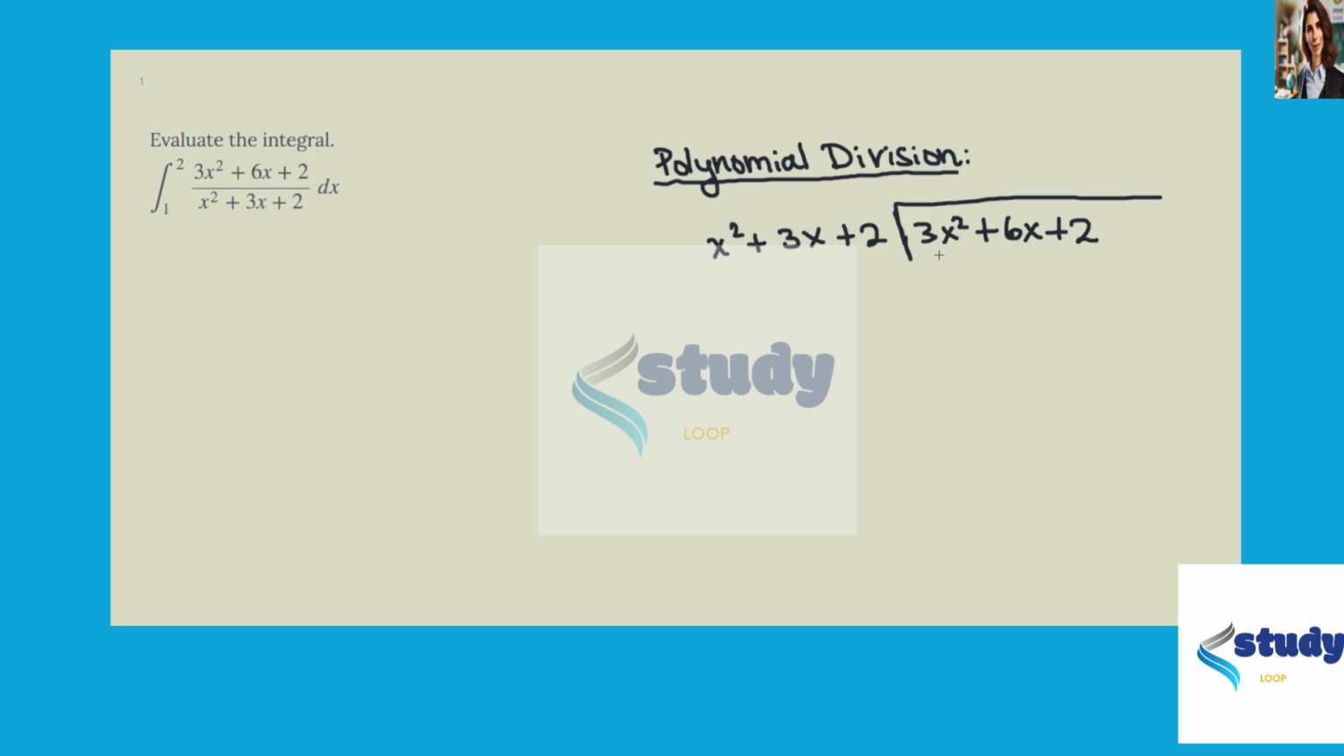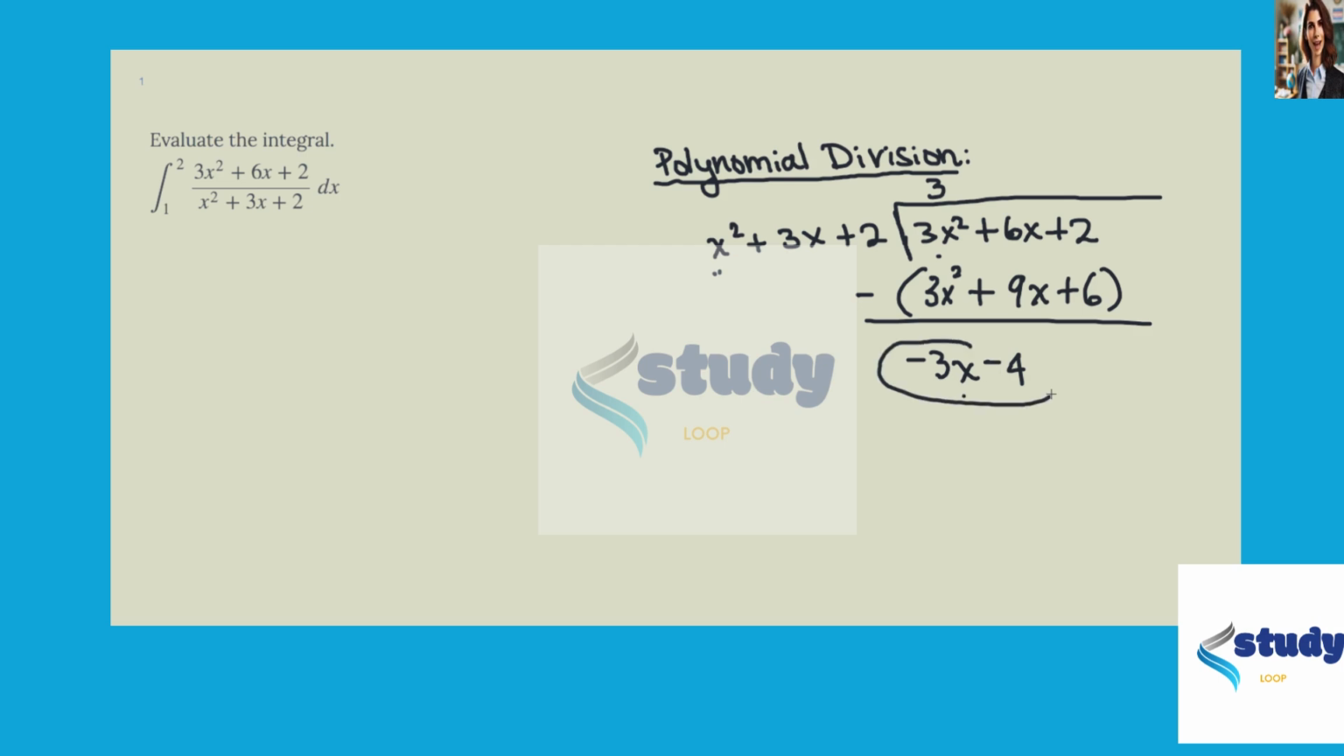So 3x squared divided by x squared is 3. Let's go ahead and multiply out that 3. We get 3x squared plus 9x plus 6. And we subtract this whole thing. So we should get minus 3x, and then 2 minus 6, minus 4. Since x squared does not go into x, this down here is our remainder.